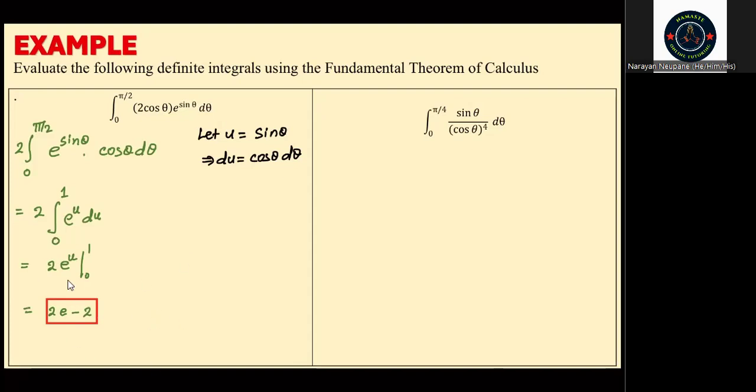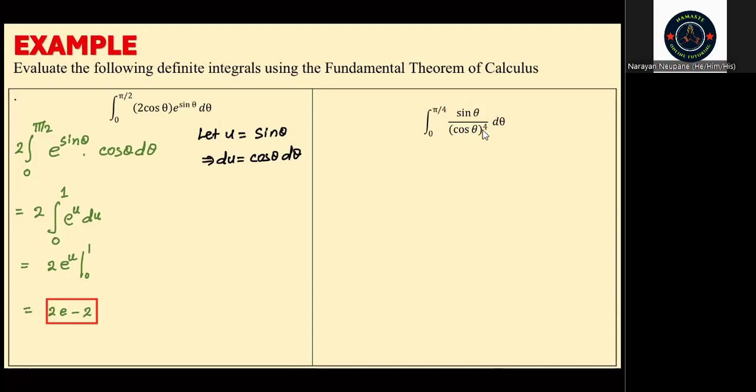Always remember the technique. We use u substitution because we have a composite function here, which is e raised to sine theta, and the derivative of that inside function is also there. If the derivative of the inside function is also there, we can use the u substitution. And in order to make that happen, we moved this 2 outside. When we move that 2 outside, it fits the condition for the u substitution, and we use it.